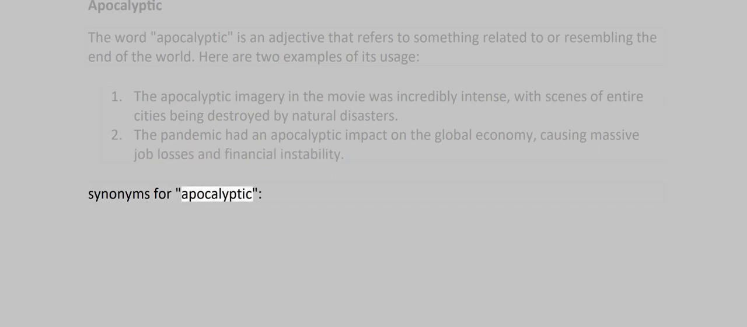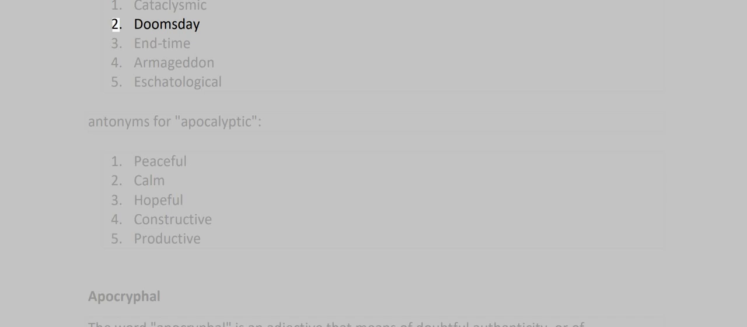Synonyms for apocalyptic: 1. Cataclysmic. 2. Doomsday. 3. End time. 4. Armageddon. 5. Eschatological. Antonyms for apocalyptic: 1. Peaceful. 2. Calm. 3. Hopeful. 4. Constructive. 5. Productive.